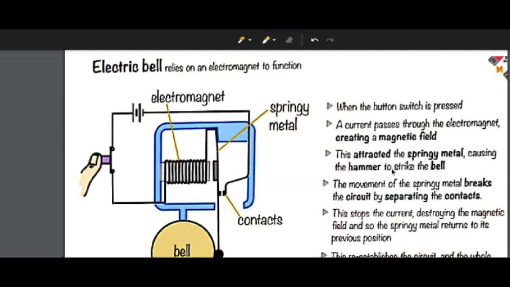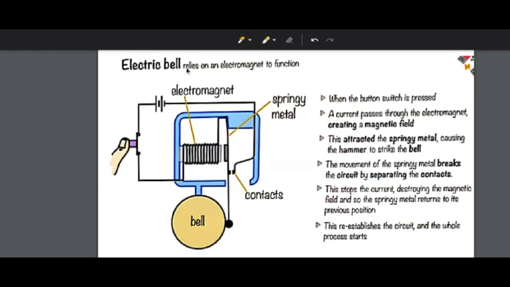Okay, so an electric bell relies on an electromagnet to function. This is the structure. Let me zoom out. This is the structure: the electromagnet, the springy metal, and these are the contacts. So when the button switch is pressed, a current passes through the circuit.